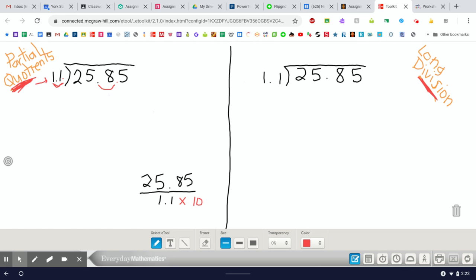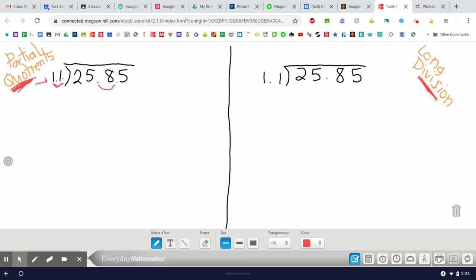We have now 11. But because this is a fraction, we have to do the same exact thing to the top number, the numerator. We also have to multiply it by 10. That's how we find equivalent fractions, right? We multiply both the top and bottom number by the same number. And so what we've done is we've made 1 1/10 into 11, and we made 25 and 85 hundredths into 258 and 5/10. That's an equivalent fraction. So that's all we're doing here. Let me get rid of that. That's the rationale, the math reasoning behind why we're moving decimals.